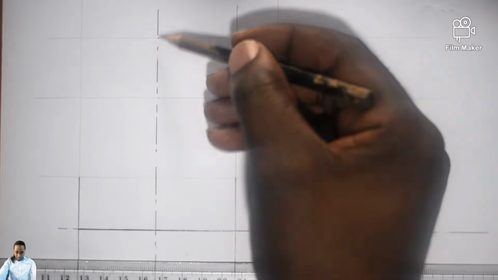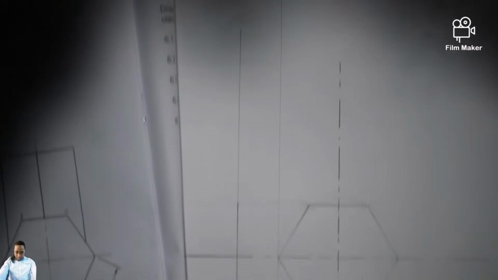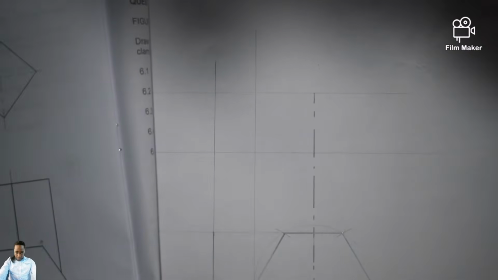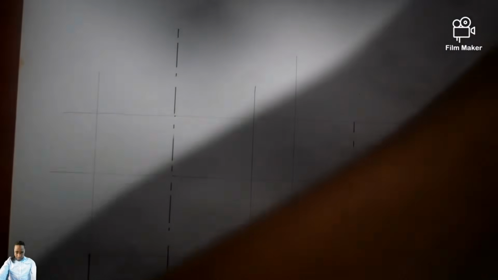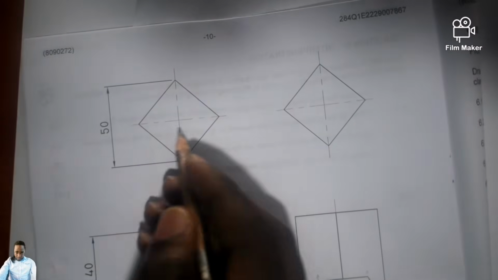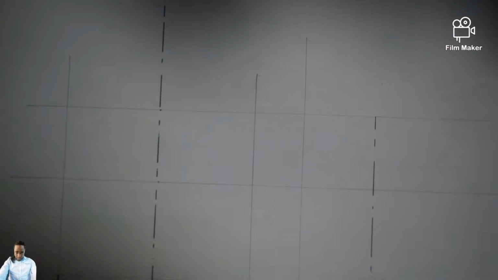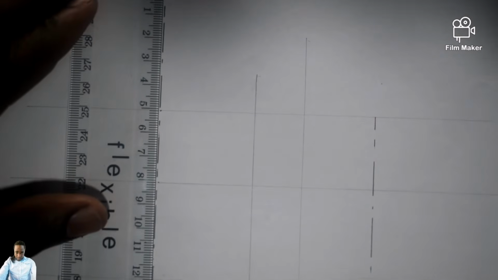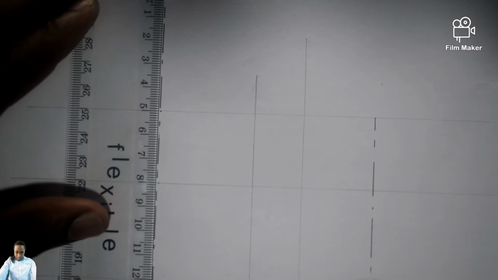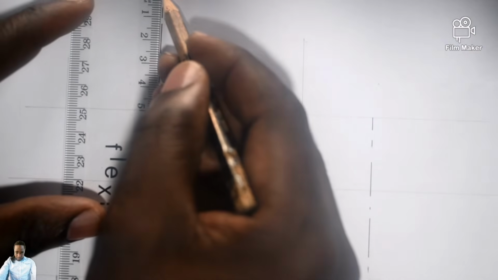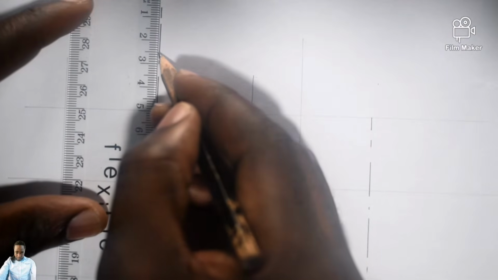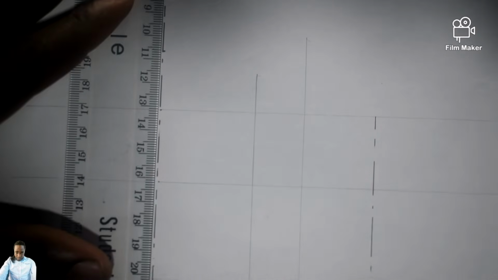But in this case, we are given what? The height of it, which is 50. So from this point going up, I can record that 50 millimeter. And there is a center of what? Of 50 millimeter. I mean of 25. So from here, this is 50. So I can mark at 0 and mark at 25. Understand?